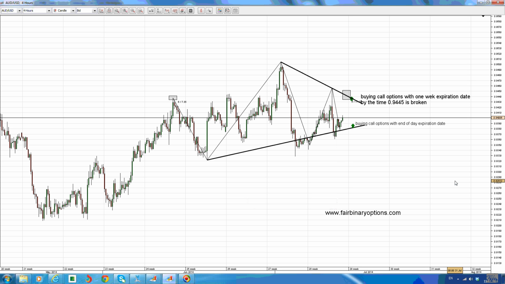Make sure you trade with a broker that offers you that kind of expiration date. I trade with G options, and it has such an expiration date.